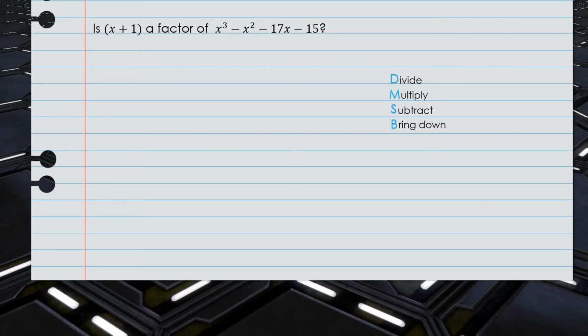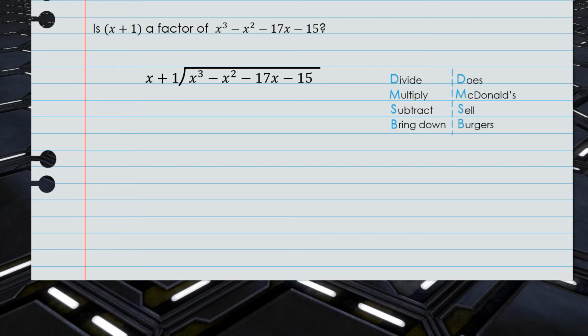Now the question is, is x plus 1 a factor of the polynomial x cubed minus x squared minus 17x minus 15? So yes, we are still going to do long division. We are still going to follow the same steps of divide, multiply, subtract, bring down. In order to help you keep those steps in the correct order, here's a helpful phrase. Does McDonald's sell burgers? Maybe it'll help.